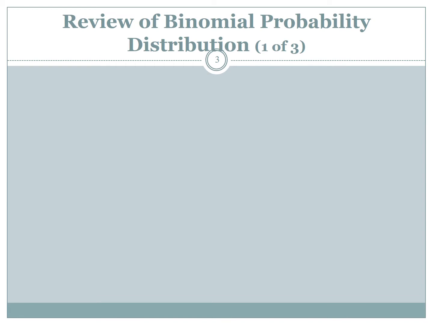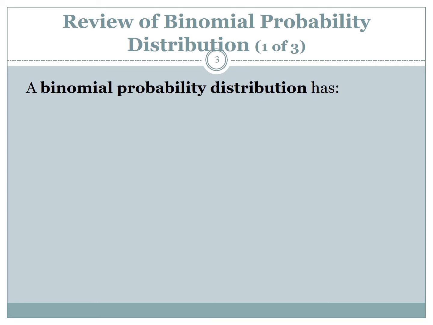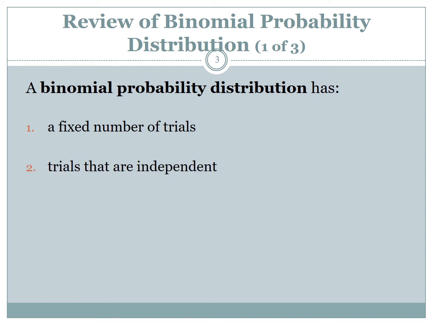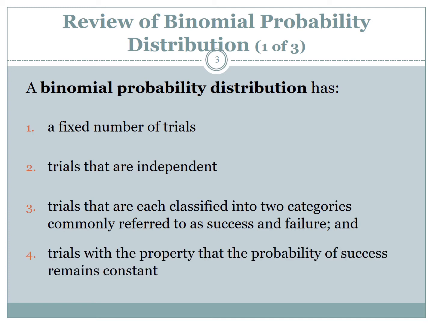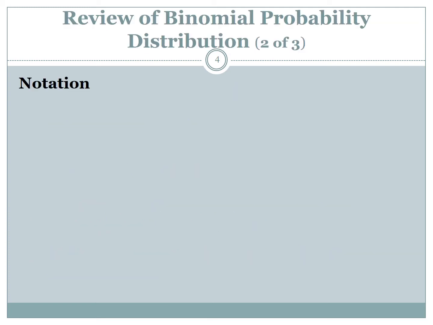Let's first review the binomial probability distribution. A binomial probability distribution has a fixed number of trials that are independent, trials that are each classified into two categories, commonly referred to as success and failure, and finally, trials with the property that the probability of success remains constant.